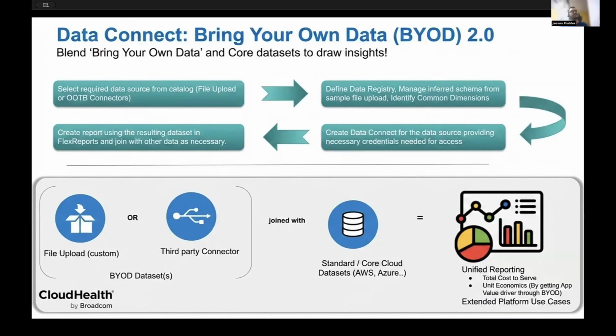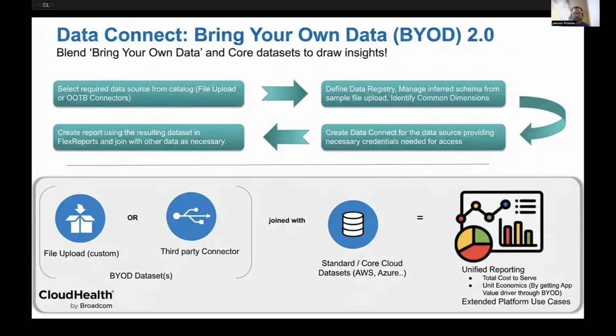If it is very frequent uploads, you may have to build a small automation to push the file into a storage location. And all we need is credentials, right, to that storage bucket. We will infer the schema, and then we'll create a data set out of that. And in Flex Reports, you'll be able to see that data set, then go on creating custom data sets, merge, join, and so on, right?